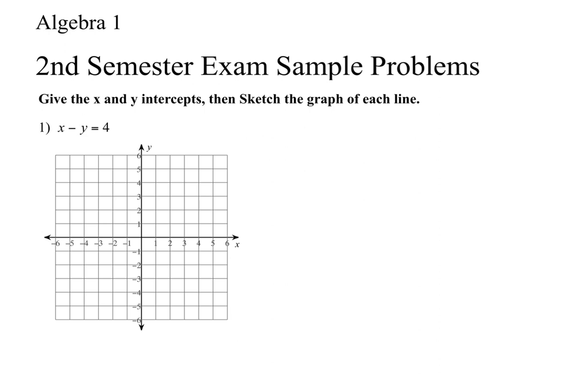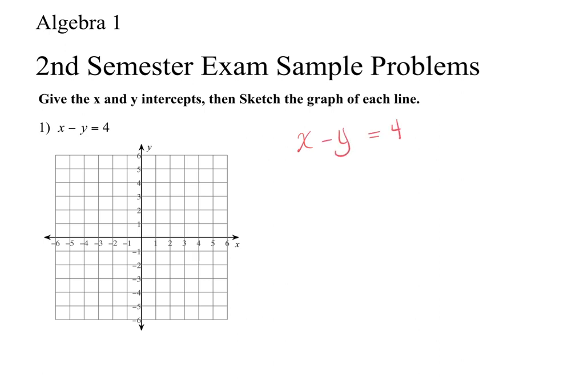The first thing we did in chapter 6 was we found the x and y intercepts, and then we used those to sketch the graph of the line. So for this first example, we have x minus y equals 4. To find the x and y intercepts, you are going to set the opposite variable equal to 0 and solve. So for this one, we have x minus y equals 4.